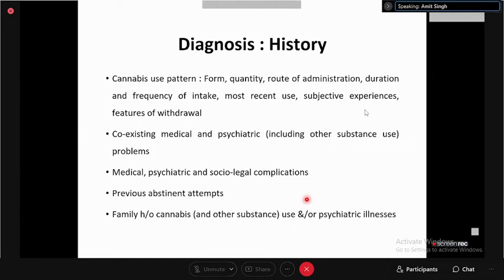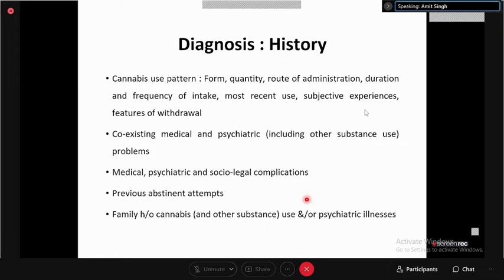Then, from the management perspective, it becomes important to know when was the last time the person used cannabis, the most recent use. Besides, what are the subjective experiences a person who is using cannabis has with its use? Then one needs to also explore the features of withdrawal. This becomes important from the management perspective. One needs to address the issues related to withdrawal. Then the coexisting medical and psychiatric problems also need to be assessed. It also includes assessment for the use of other substances.